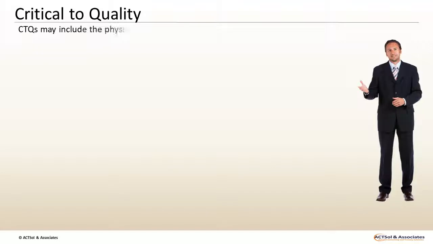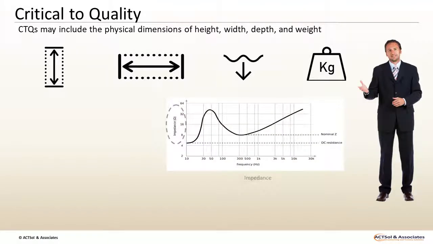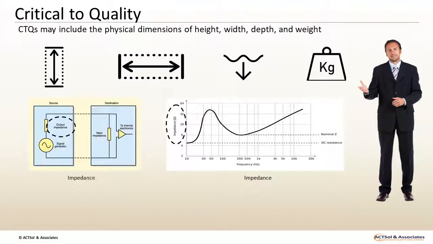CTQs may include the physical dimensions of height, width, depth, and weight. They may even include the electrical characteristics of a product such as impedance. Impedance means the effective resistance of an electric circuit or component to alternating current arising from the combined effects of ohmic resistance and reactance. Look at the two diagrams on the screen for some time. You will get an idea of the same.